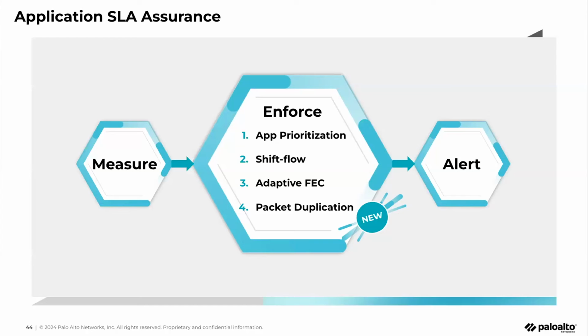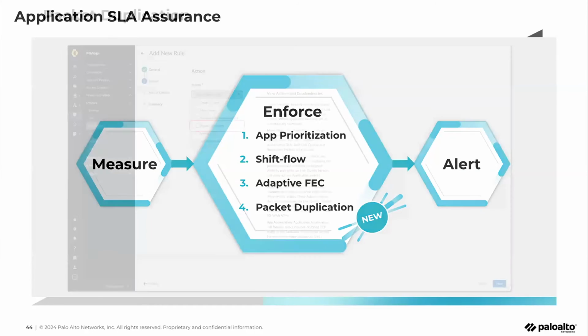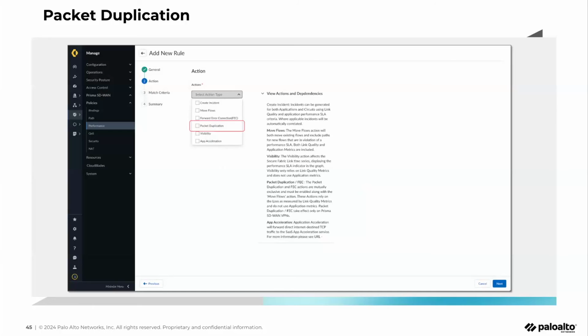So depending on the use case, depending on the application, it could be a great way to resolve any circuit problems that may be occurring and guaranteeing that your application experience is going to stay consistent. Now, this is enabled really easily. It's part of the exact same performance policy SLA creation. The only difference now is there's going to be a net new action. So packet duplication will be an action that you can select there.